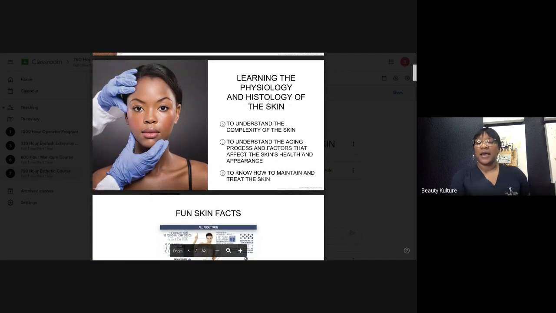Okay. As far as learning the physiology and histology of the skin, there are 3 main things that we want you to take away from this lesson. So we want you to be able to understand the complexity of the skin, because the skin is a complex organism, a complex dynamic. We also want you guys to understand the aging process and factors that affect the skin's health and appearance. Okay. And we also want you to know how to maintain and also treat the skin.